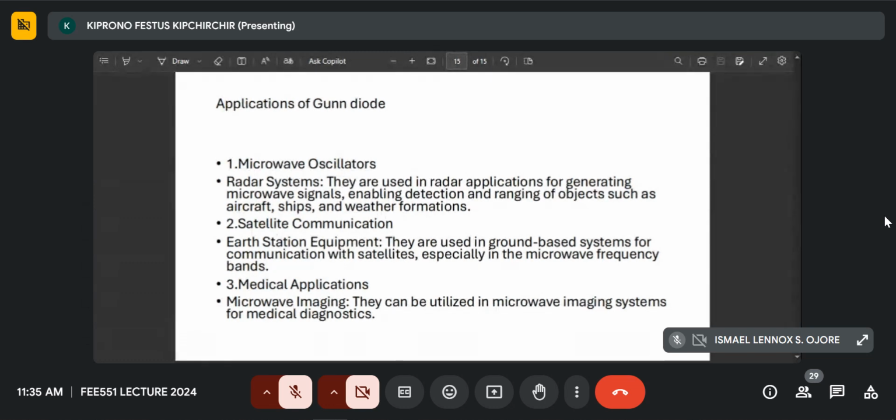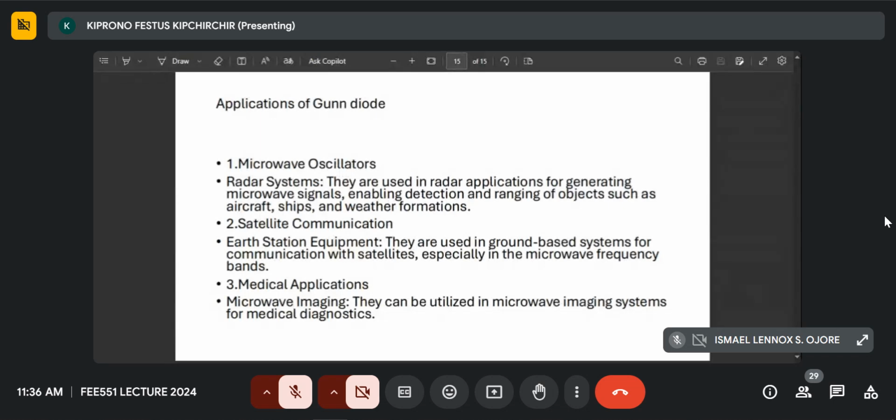Okay. So the second application is satellite communication. Earth station equipment falls under satellite communication. They are used in ground-based systems for communication with satellites, especially in the microwave frequency bands. Some of these things are somewhat self-explanatory. The last one is medical applications. Microwave imaging falls under medical applications. They can be utilized in microwave imaging systems for medical diagnosis.